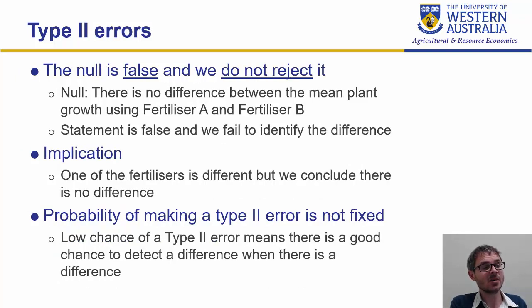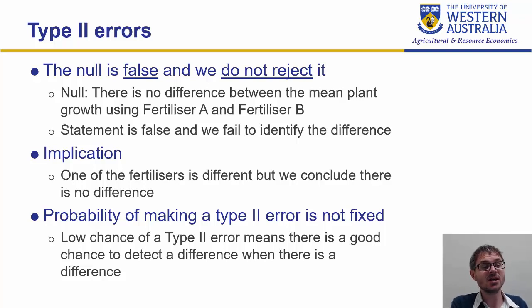The next thing to talk about is a type 2 error. So a type 2 error is when the null is false and we do not reject it. So the null is false. So then what is the null? The null is that there's no difference between the two, the effectiveness of fertilizer A and fertilizer B. This statement is not true, it's false. But we don't detect there's a difference, so we would fail to reject the null.